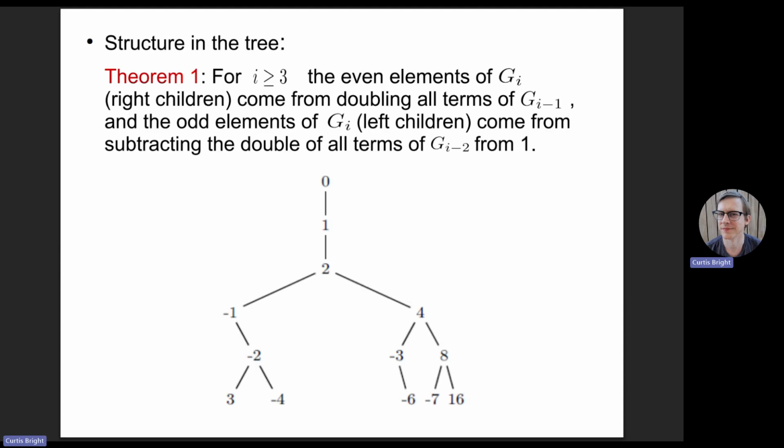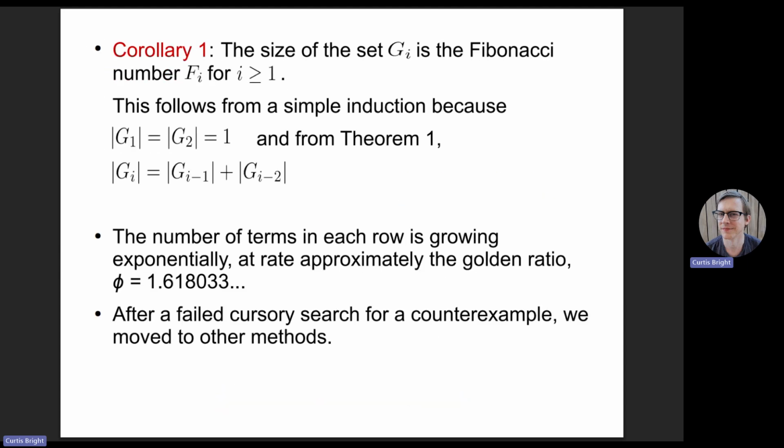Okay, we'll skip ahead. So then the number of terms in each row is growing approximately at a rate equal to the golden ratio, right, which is the rate of growth of the Fibonacci numbers. So we generated a little further than just those 7 rows, first by hand, then wrote a program, and we didn't find any counterexamples for at least a short search. So then we thought, okay, maybe this is actually true. So let's look at some other methods to figure out if it's true.